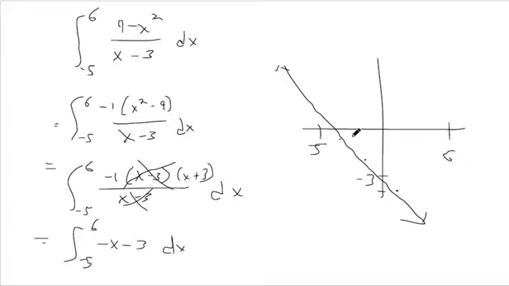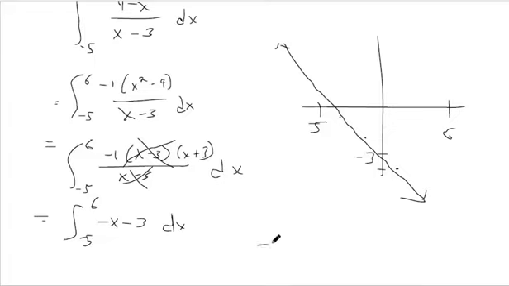Okay, so what we really want to know is, if we don't have a graphing calculator, where does this graph cross the x-axis here? So this is the line, -x minus 3. You can find out where it crosses the x-axis by setting it equal to 0. If you solve that, you get x equals -3. So my guess was correct.